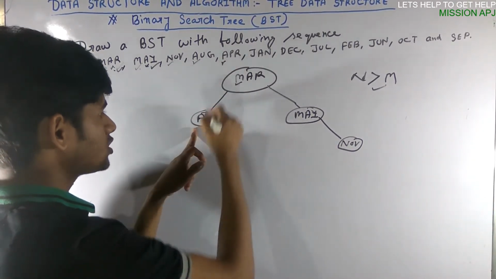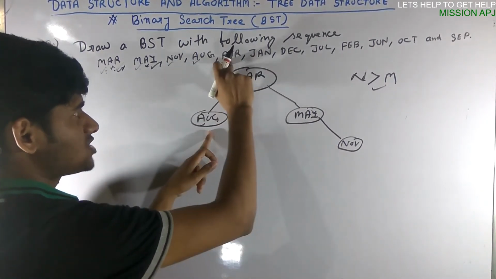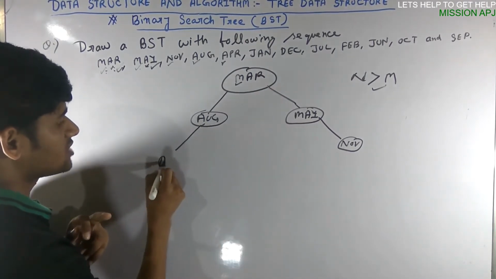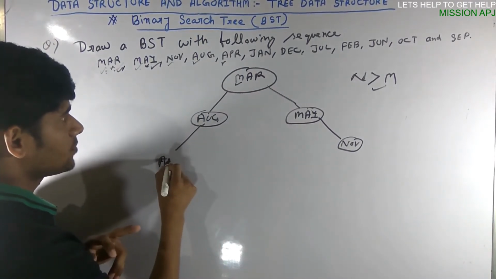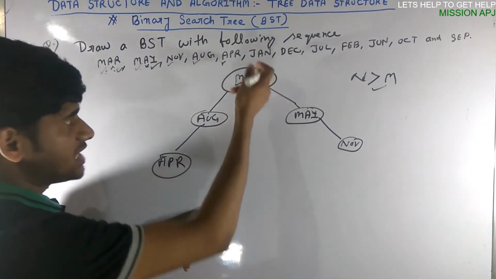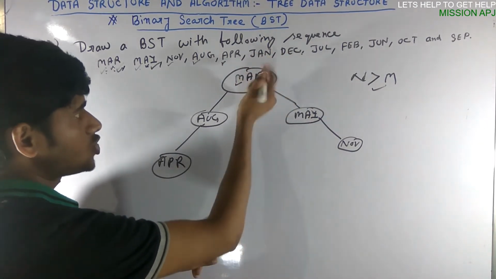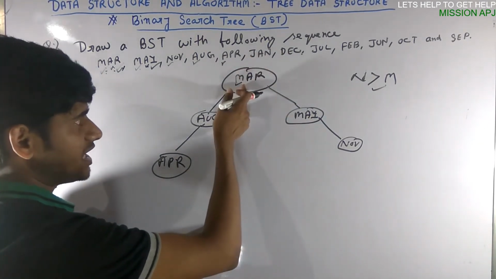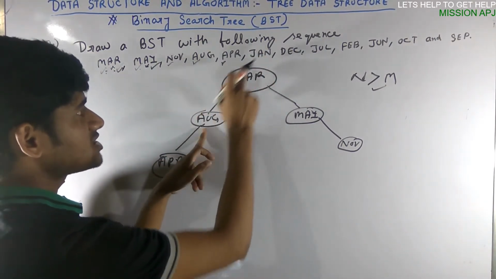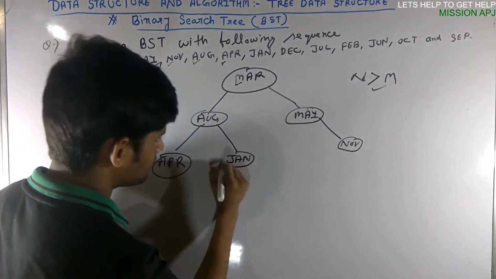A and A, both are equal, we cannot compare. P and U. See, U comes after P. So P is less than U. So we can say that it will go left as P is less than U. So April, APR. Now January. J is, JKLMN. So J is less than M, of course. So it will go left. Now J is greater than A. So it will go right and it will be written here, January.